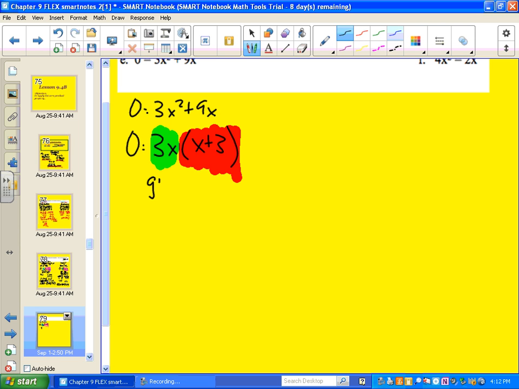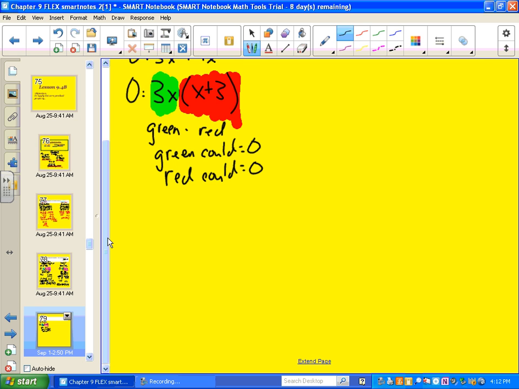So we have green times red. So green could equal 0, and red could equal 0. Since we don't know which one, we're going to set them both equal to 0. So 3x equals 0, and x plus 3 equals 0.